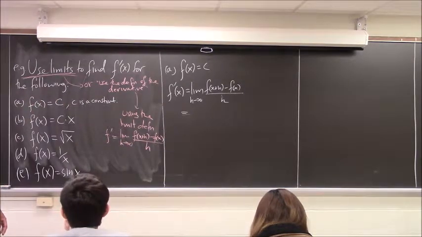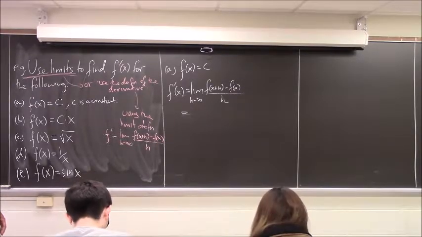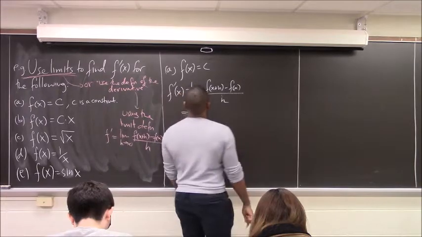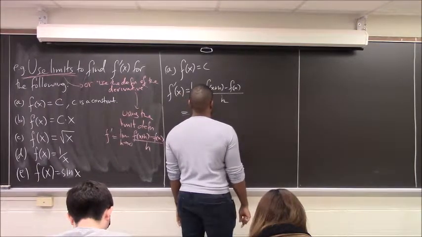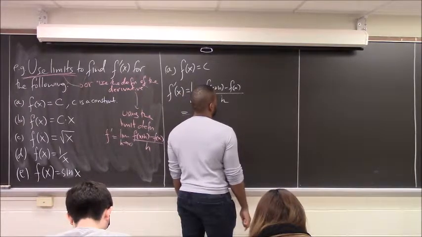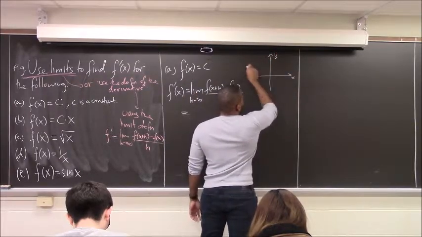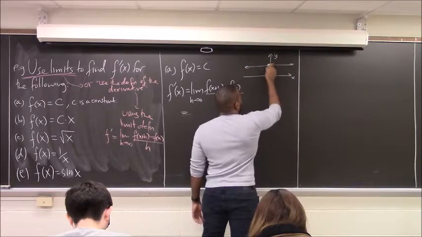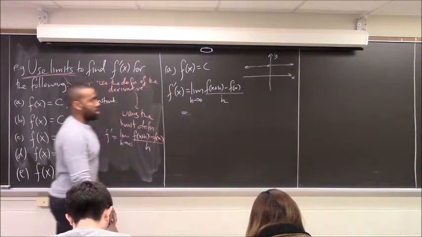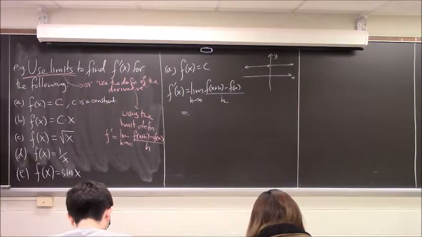Zero. Why? Because it's a constant, so the slope is 0. How do you know the slope is 0 if it's a constant? Because if you're drawing it graphically, it would be a straight line. Right, it'll be a horizontal line passing through c. We know the slope of a horizontal line is 0, so we expect to get 0 as the answer here.